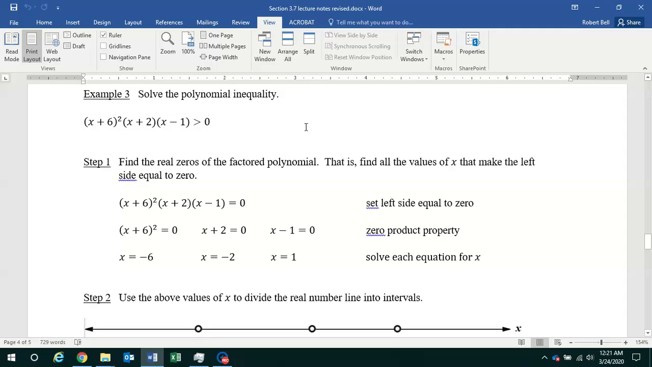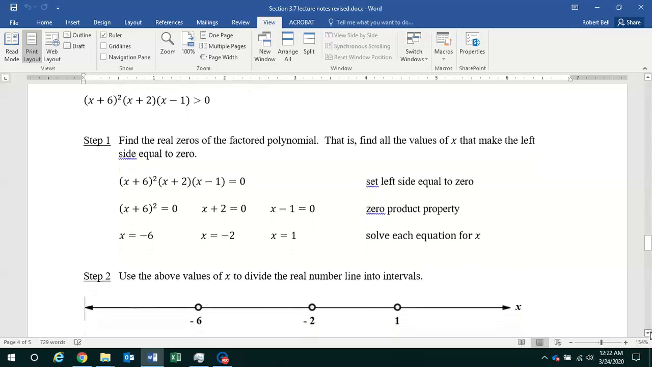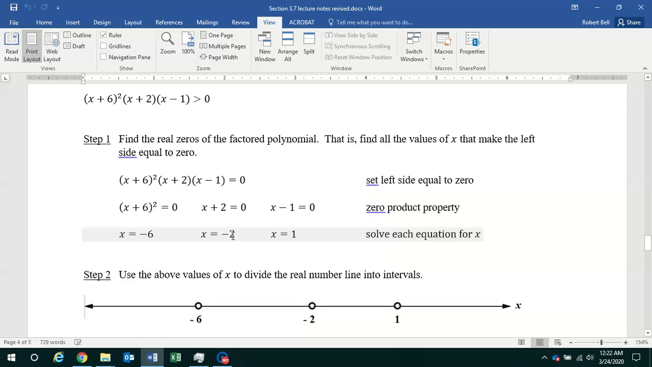So in the previous examples, we got to find the values of x that make the left-hand side equal to 0. So we set the left-hand side equal to 0, apply the zero product property, and we find the real zeros of the factored polynomial up here are x equals −6, x equals −2, and x equals 1. Those are the three numbers we can put in for x up here, and the left-hand side will equal 0. We then use those three numbers, −6, −2, and 1, to divide up the real number line into intervals.